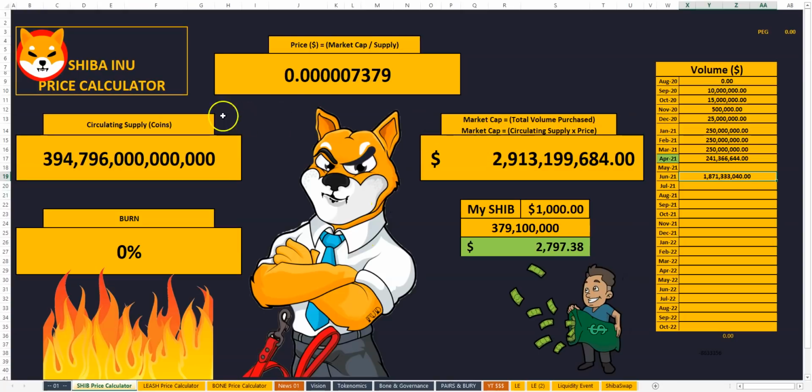this is currently the SHIB token. The current price is about 7,379 according to this calculator. Myself, I invested in SHIB in April, an amount of 1,000, and that was about 379 mil. And my $1,000 investment in SHIB at the moment is valued at about 3,797. So it's a bit more than doubled.